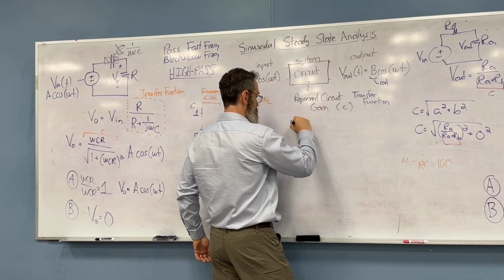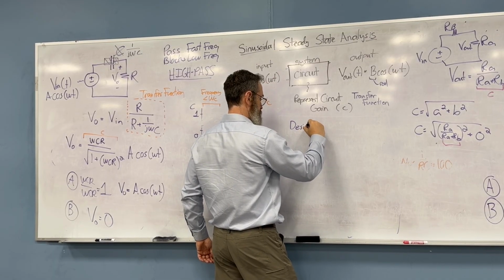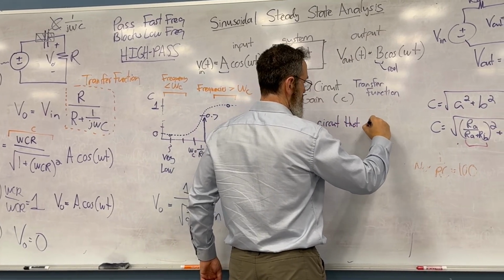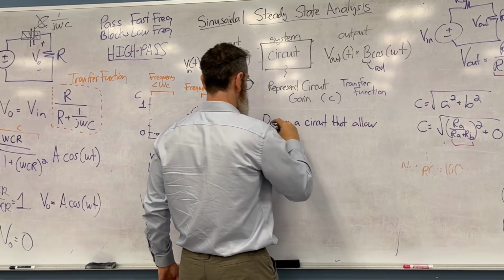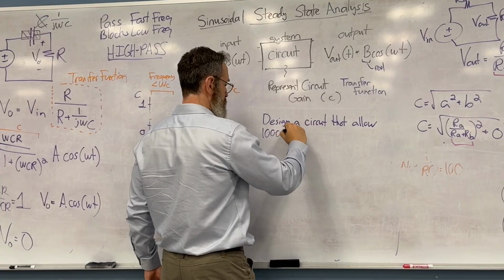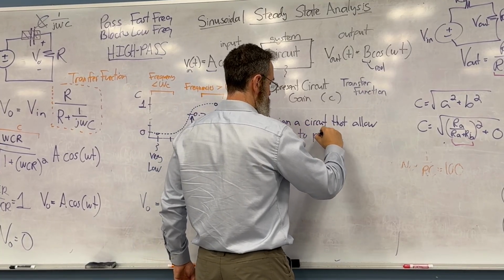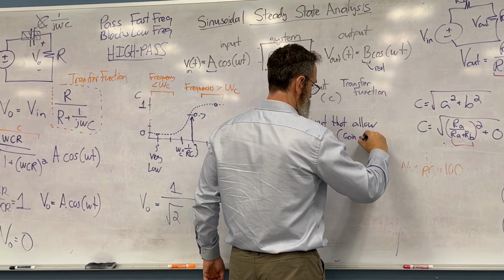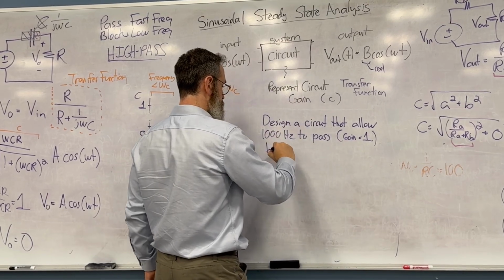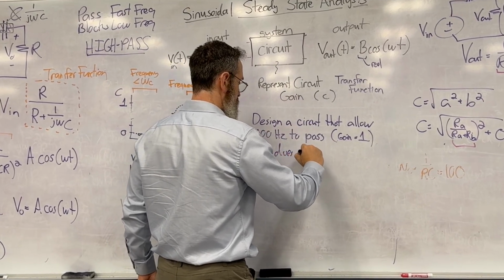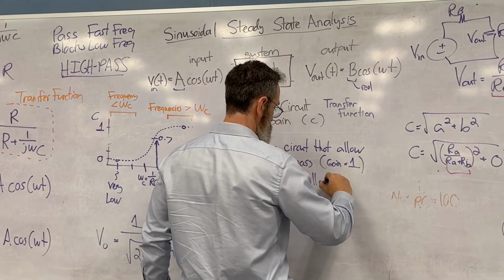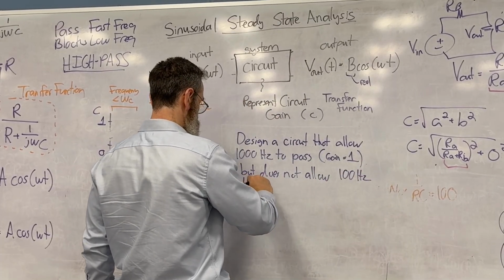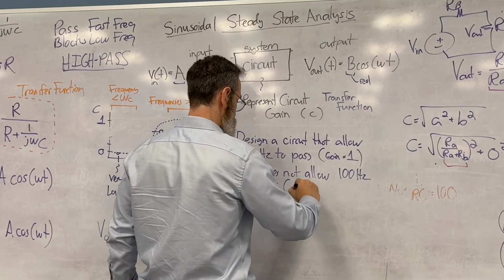I want you to design a circuit that allows 1,000 hertz to pass. And by that we mean that it has a gain of 1, but does not allow 100 hertz to pass. And by that we mean a gain of 0.